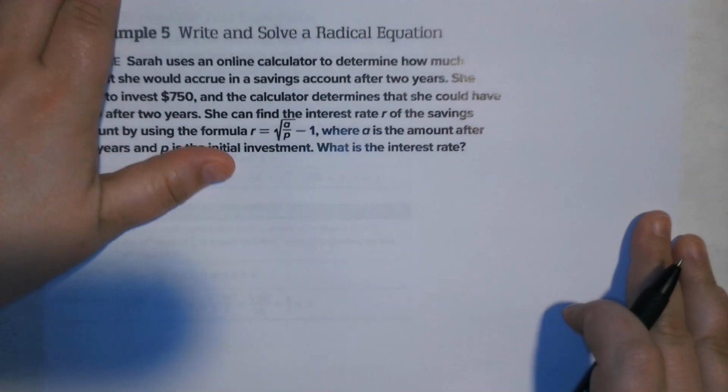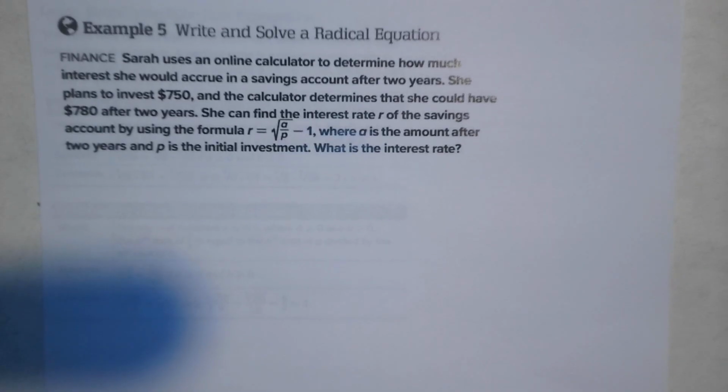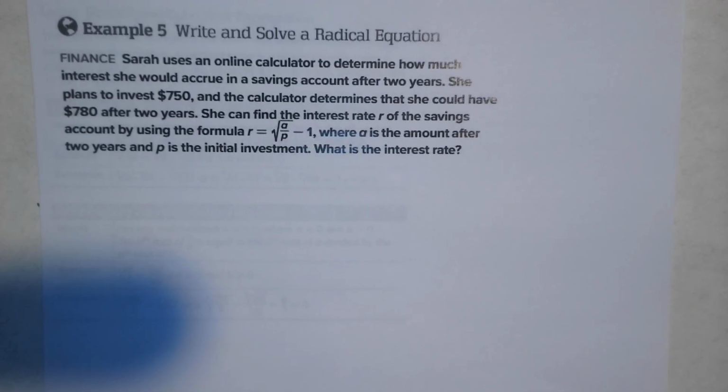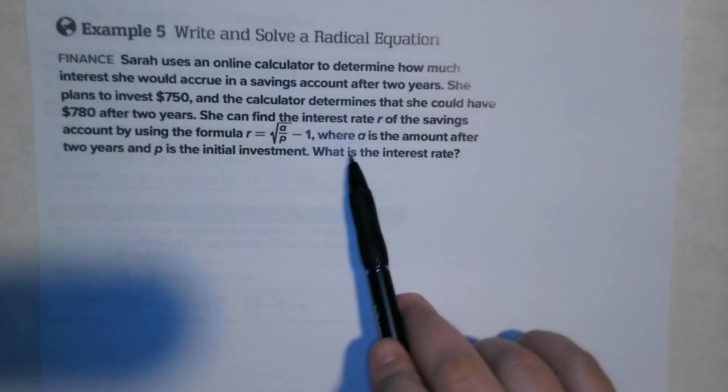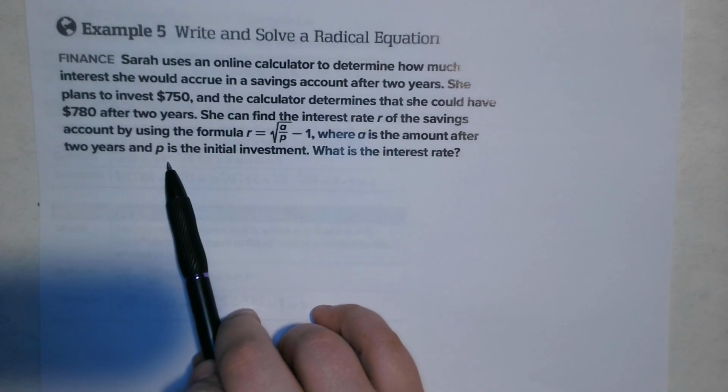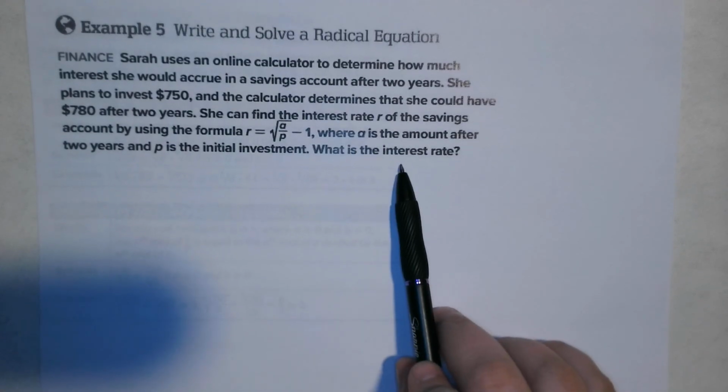Word problem time. So they want us to write and solve a radical equation. Sarah uses an online calculator to determine how much interest she would accrue in a savings account after 2 years. She plans to invest $750, and the calculator determines that she could have $780 after 2 years. She can find the interest rate of the savings account by using the formula R equals the square root of A over P, all minus 1, where A is the amount after 2 years and P is the initial investment. So pay attention to that. What is the interest rate?